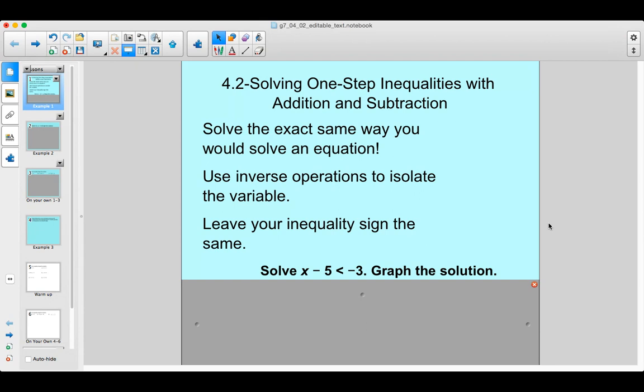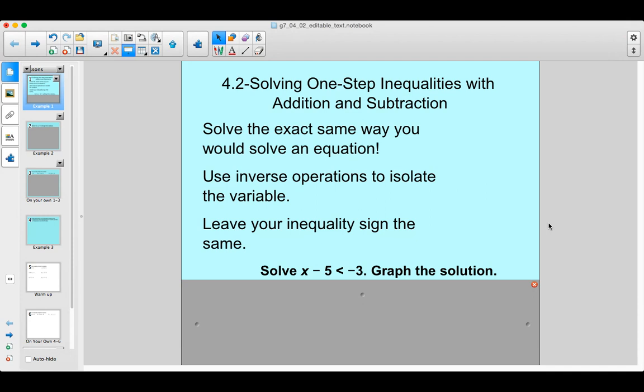To get started with this, you literally are doing the exact same thing we did when we were solving one-step equations. Our goal is still just to isolate that variable, and the way we isolate the variable is by using inverse operations. In the past with equations, we would just keep our equal sign. Now we're just keeping whatever inequality sign is given to us to begin with in the problem. So if it's less than, it's going to stay less than. If it's greater than, it'll stay like that.